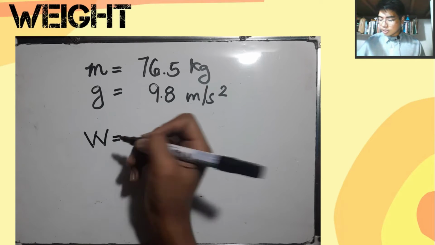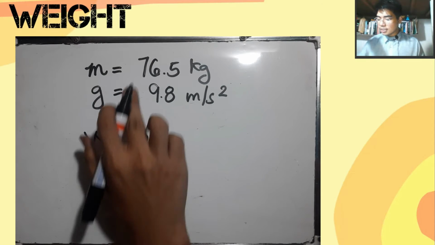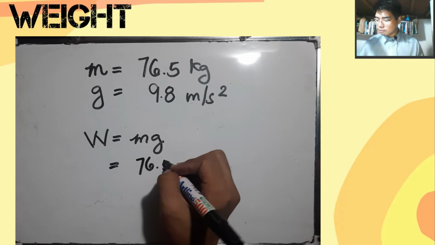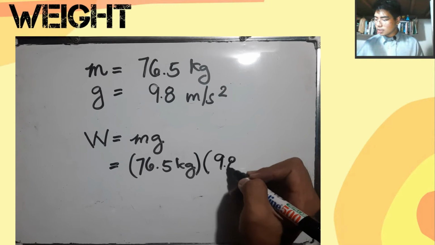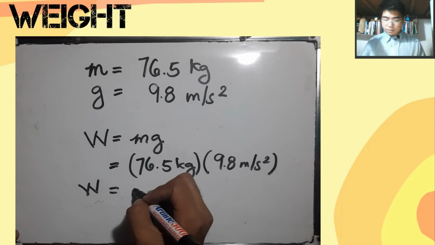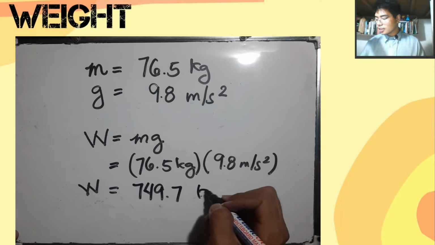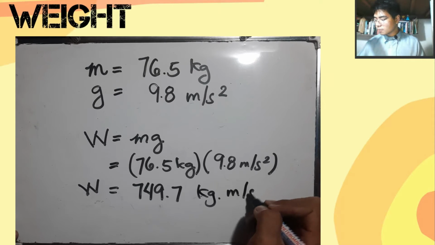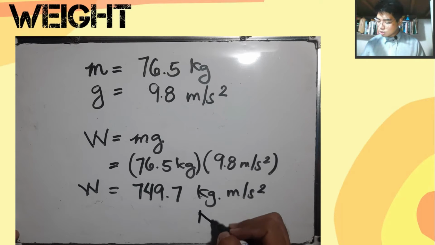W is equivalent to m times g. My mass is equivalent to 76.5 kilograms. Then we're going to multiply this with 9.8 meters per second squared. And now, my weight is equivalent to 749.7 kilograms times meter per second squared. Or this unit is also equivalent to newtons.